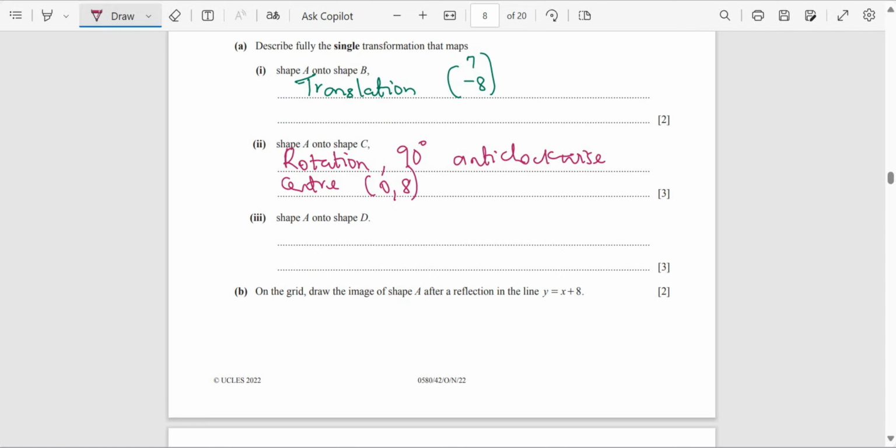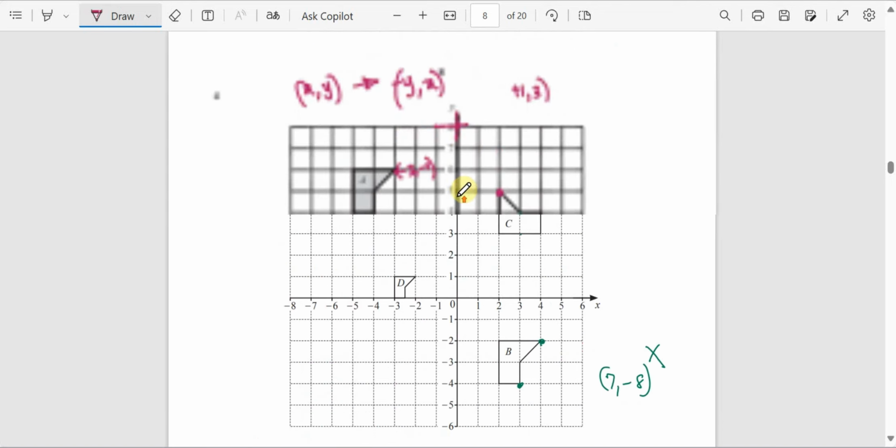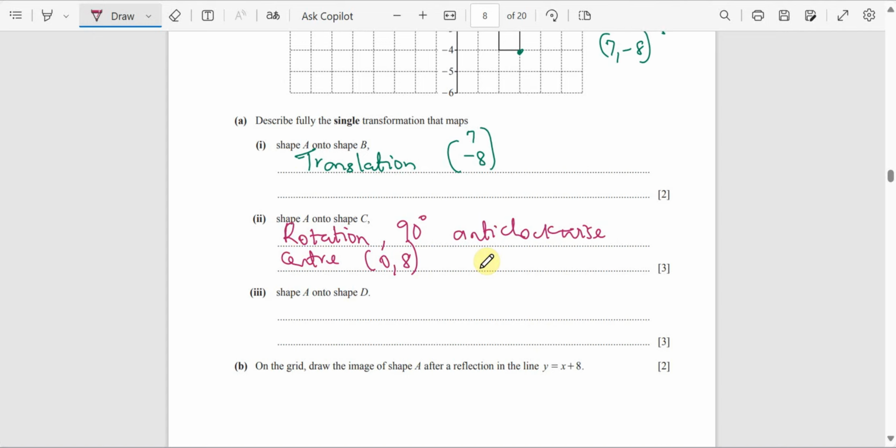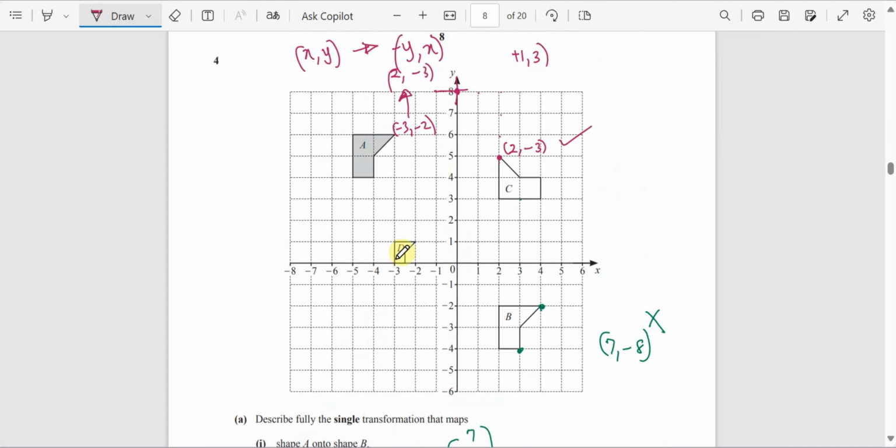So like I said, you can always use your tracing paper to check. So let's move to the next one. Shape A onto shape D.